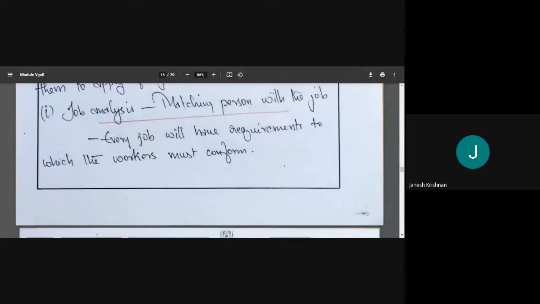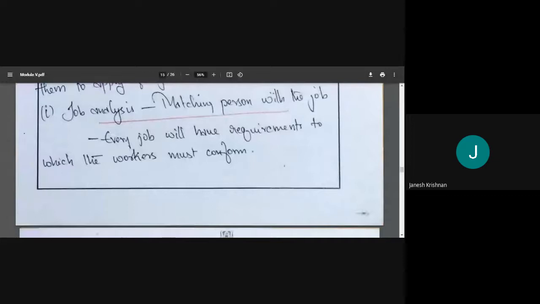So, what is the first step? First step, we need to find out the right man for the right job. So, we need to identify what the job itself is. Only after having a thorough understanding about the job can we identify who is best suited for that particular job. So for that, we do a process known as job analysis, right? To find out anything and everything about the job, we do a process known as job analysis.